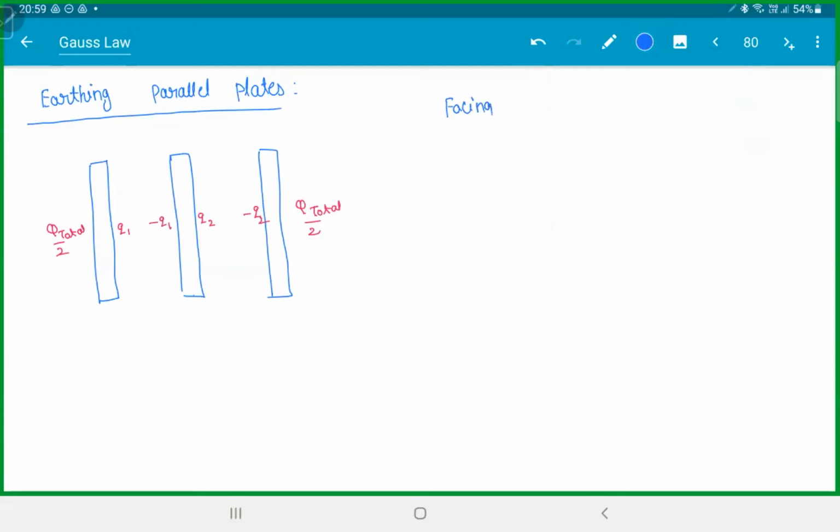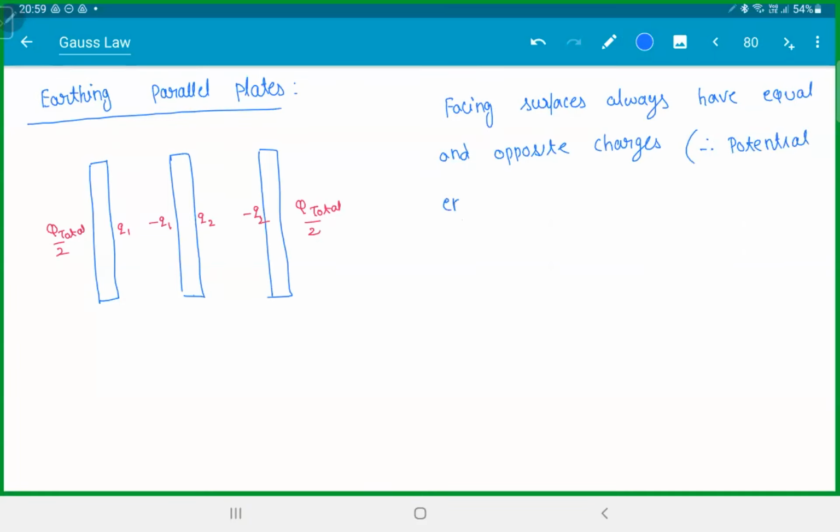So facing surfaces always have equal and opposite charges. Therefore, the potential energy is negative. K Q1 Q2 by R, both are negative. That means the problem is these two outside, right? The charges on the outer surfaces are repulsive.